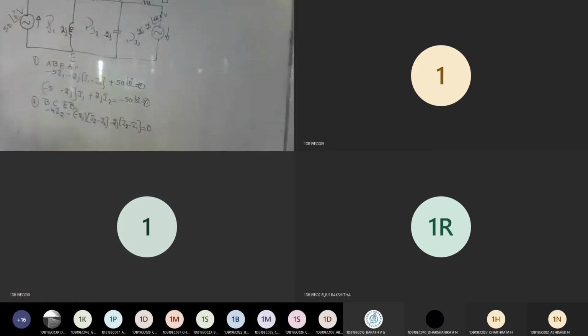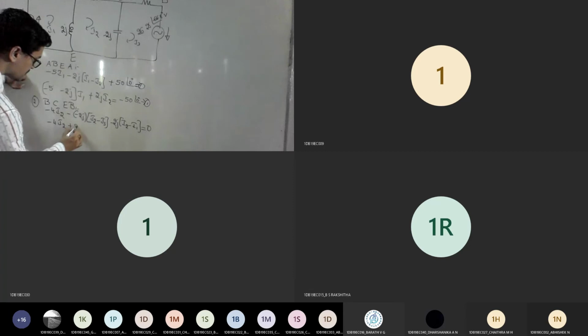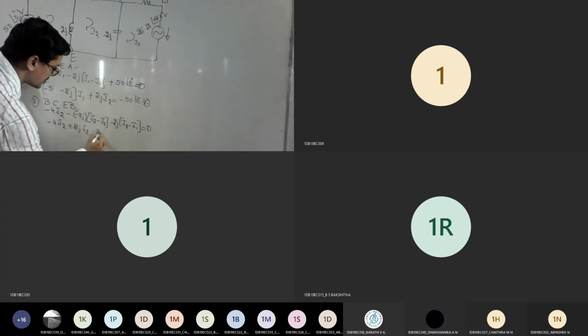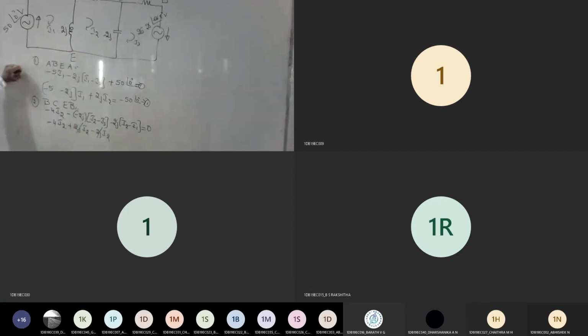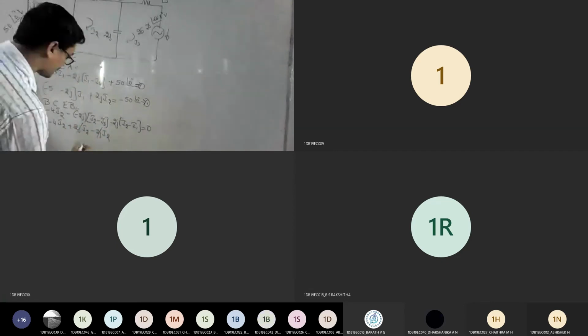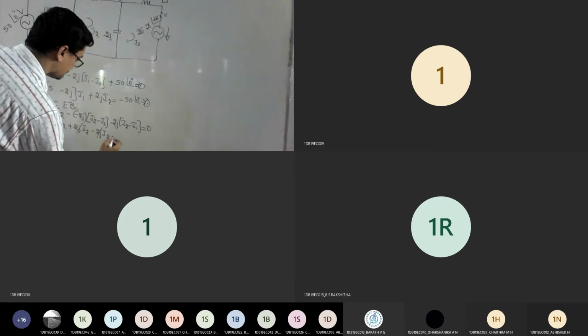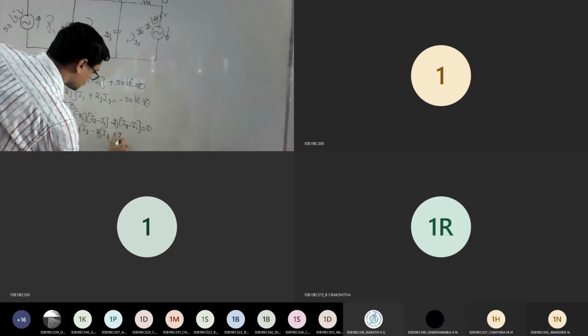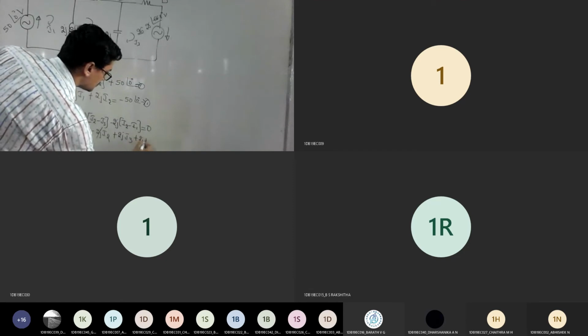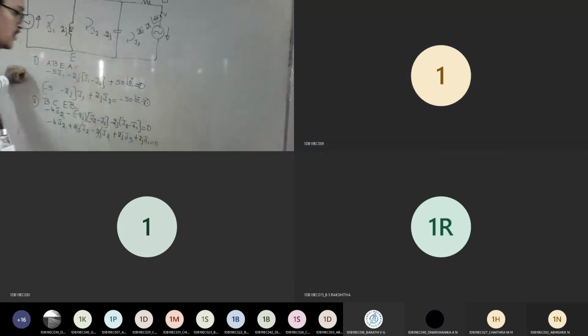So simplify this and tell me what is the answer. You'll get plus here. So I'll write here minus 4 I2 plus 2j I2, and here you have one more minus 2j I2. So this gets cancelled? Yes or no? Is it correct?